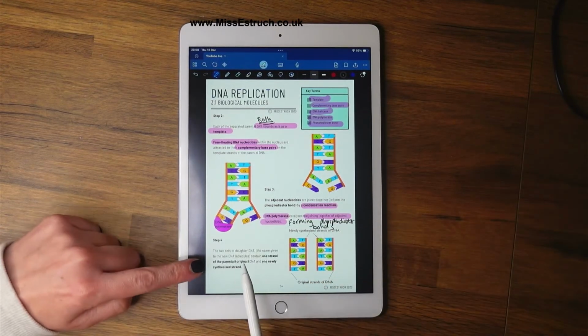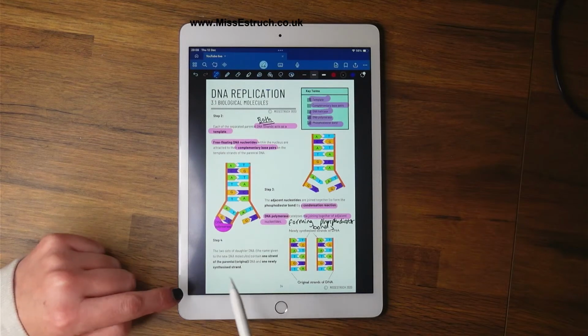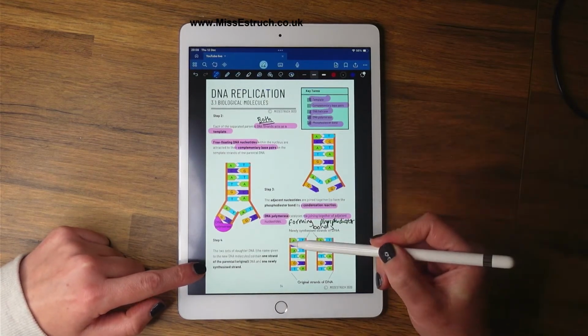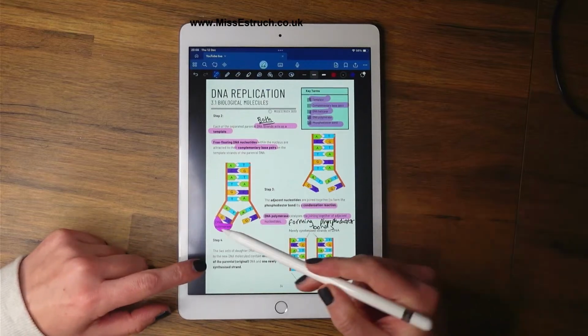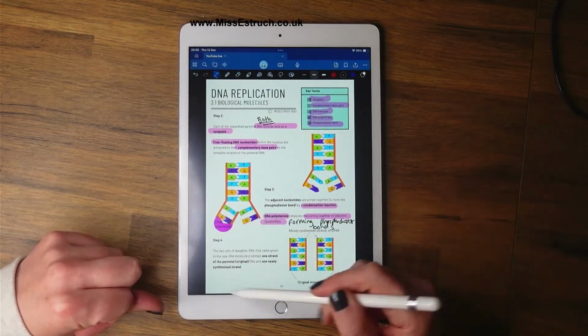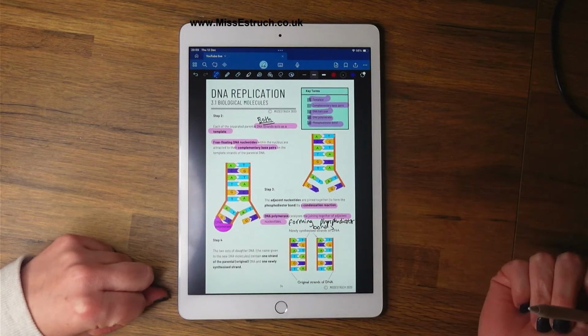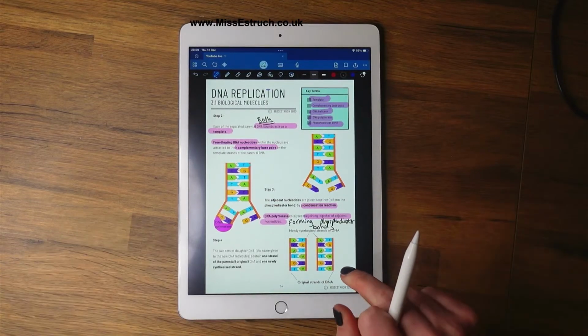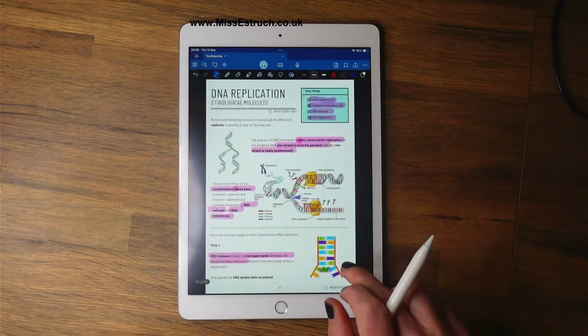And now we have 2 sets of daughter DNA. 1 strand is conserved and 1 strand is newly synthesized, which is our definition of semi-conservative replication. So that is DNA replication, just a little section from my notes.